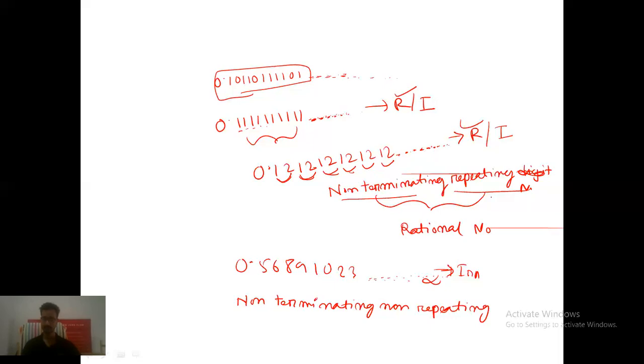And a non-terminating repeating number, remember, non-terminating, terminate means end. Okay, non-terminating and repeating number or repeating digit. It is your rational number. Such a number is a rational number.